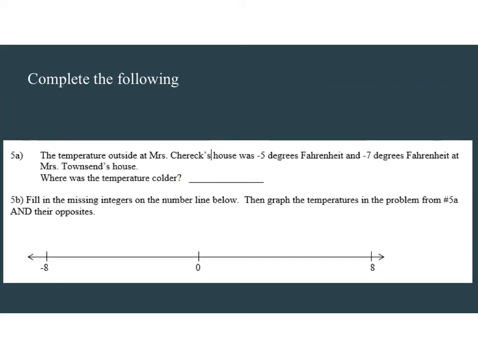All right, guys, so the temperature outside Miss Sherrick's house was negative 5 degrees Fahrenheit and negative 7 degrees Fahrenheit at Miss Townsend's house. Which was the temperature cooler at? The answer would be Miss Townsend's house.